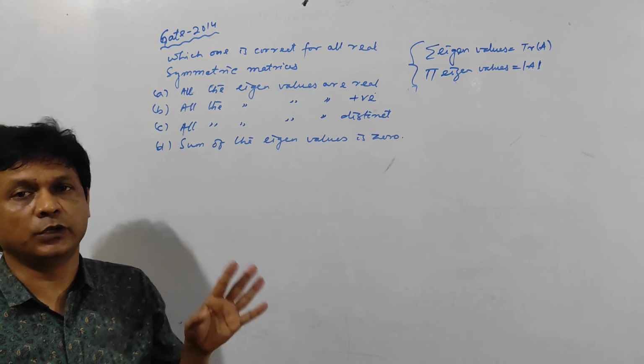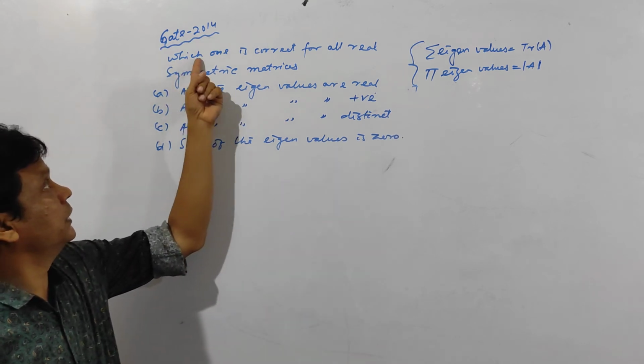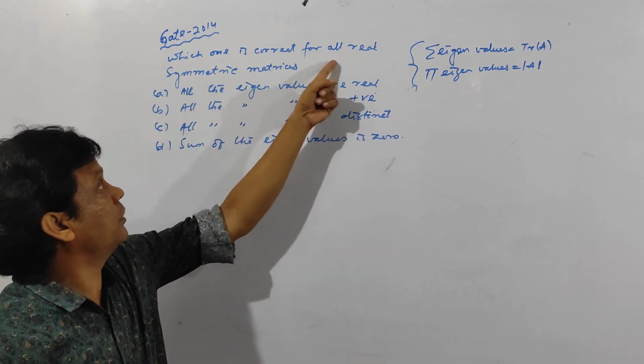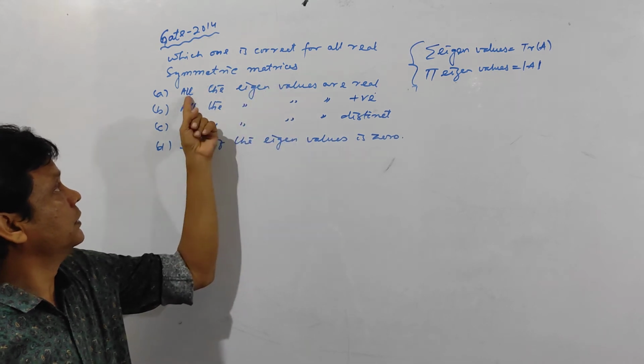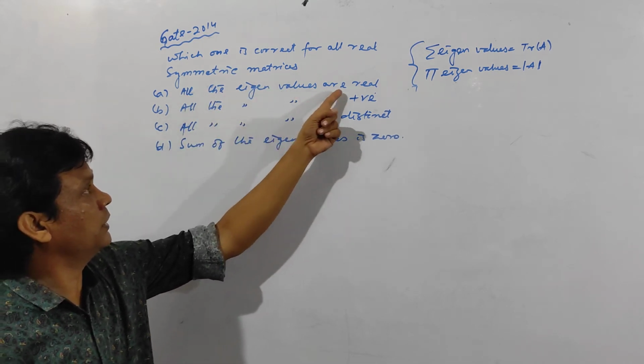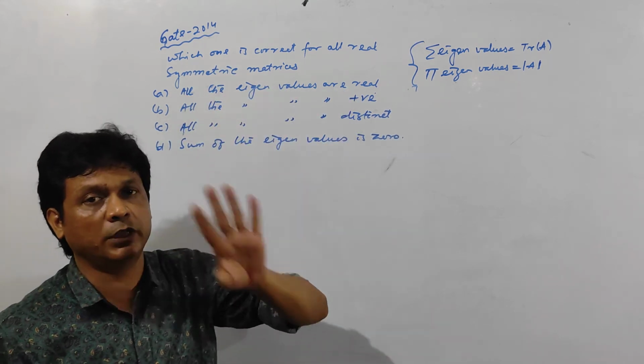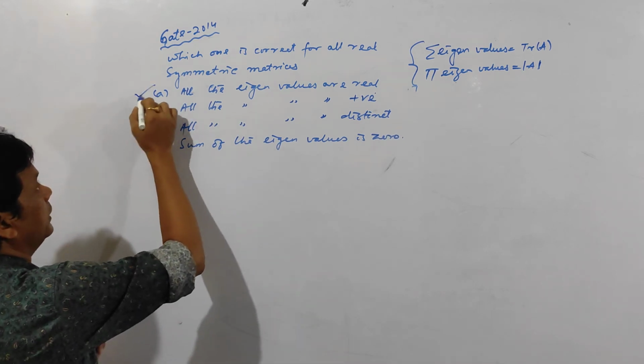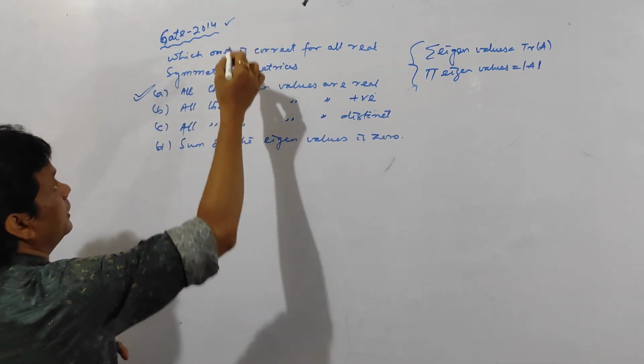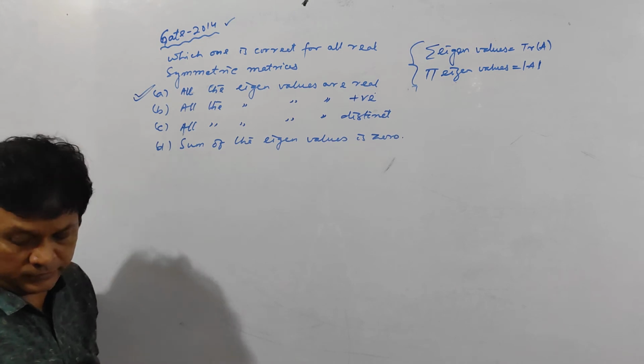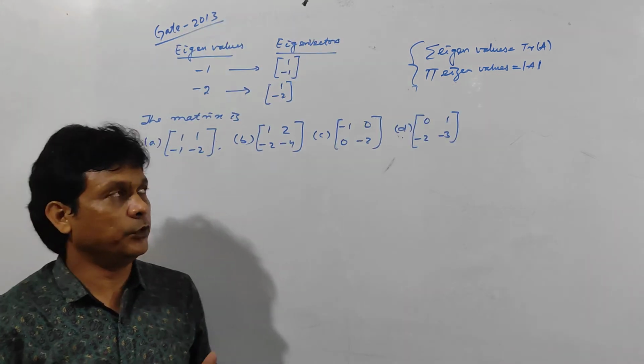Clear? I have already told you the property of a symmetric matrix, that the eigenvalues of all symmetric matrices are purely real. See here, it is given: which one is correct for all real symmetric matrices? This one, all the eigenvalues are real. I have told you, you should remember all the properties. So this one is the correct answer, and this question was set in GATE 2014. Okay.